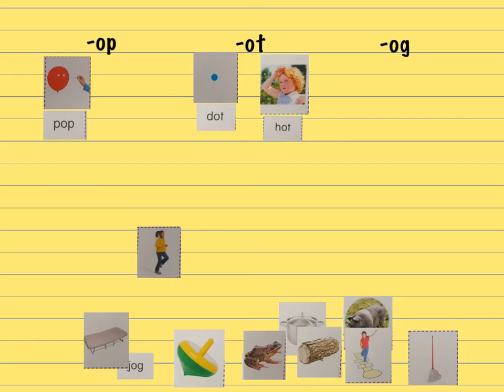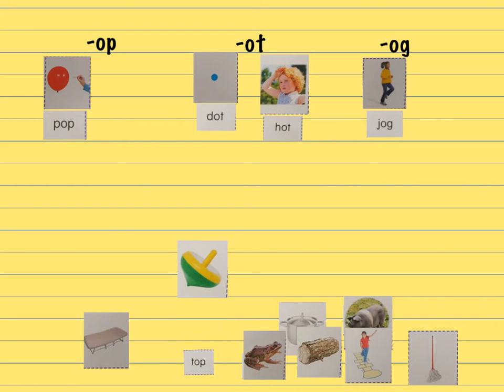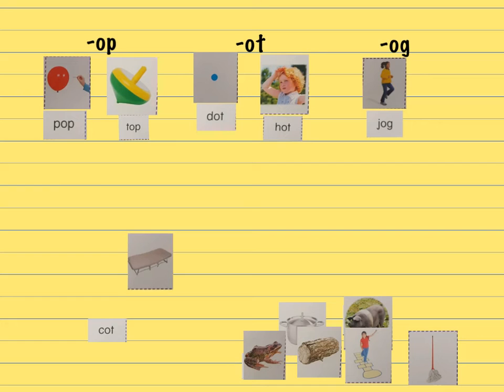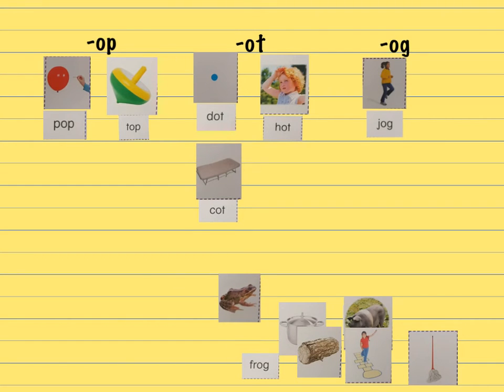Jog, I hear the og at the end, which means it goes in the OG family. Top, I hear the op, which puts it in the OP, op family. Cot, I hear the ot, which puts it in the OT, ot family. Frog, I hear the og at the end, so it goes in the OG, og family.